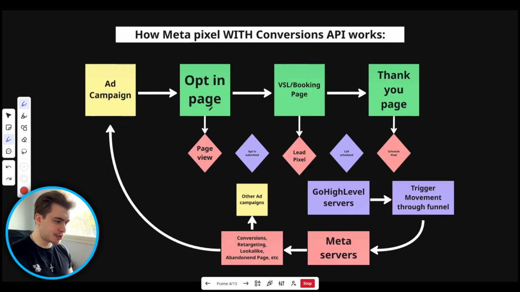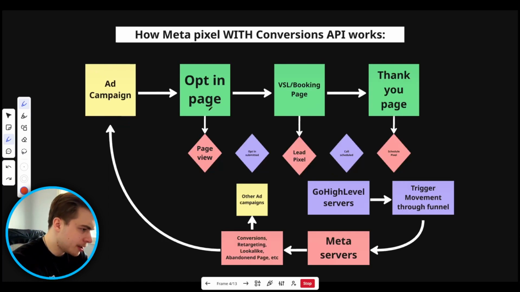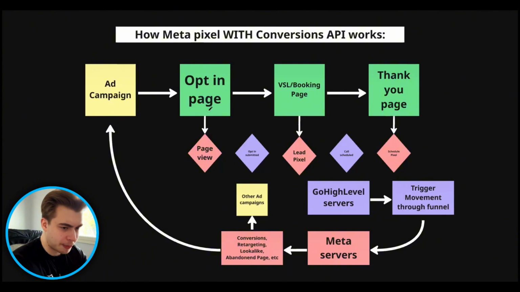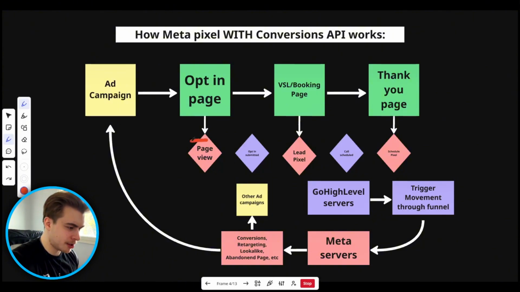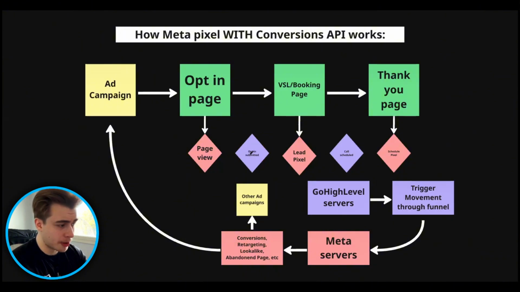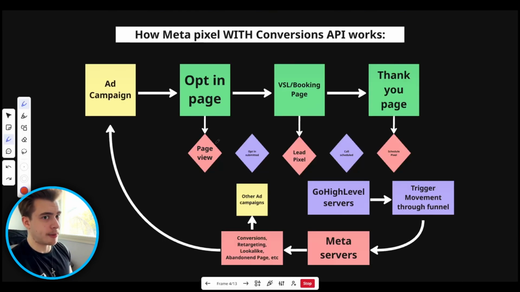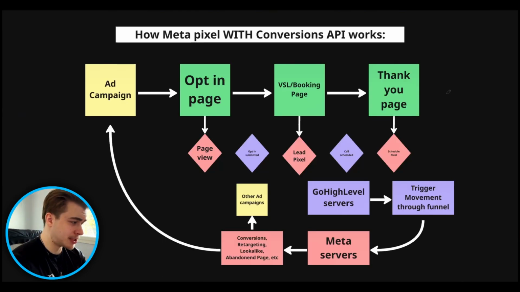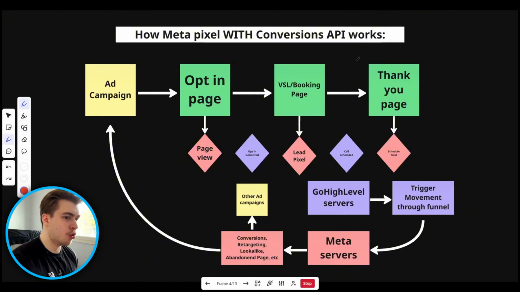So the way this works is when people hop into our opt-in page, it's gonna trigger the page view pixel, and once they opt in, it's gonna trigger the movement through the funnel. So now Go High Level knows that people have submitted the form and they are now on the VSL/booking page, and it's gonna send that data over to Meta servers to help optimize your ad campaigns. And we are setting up a system where it tracks the movement in a way that we are optimizing for the scheduled calls. Okay, cool.